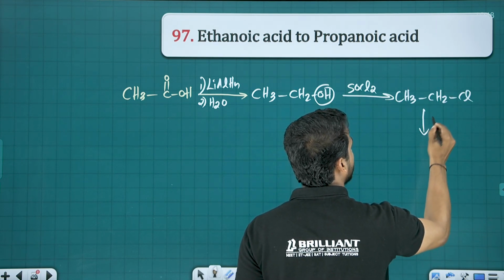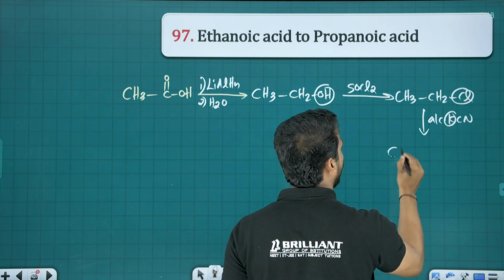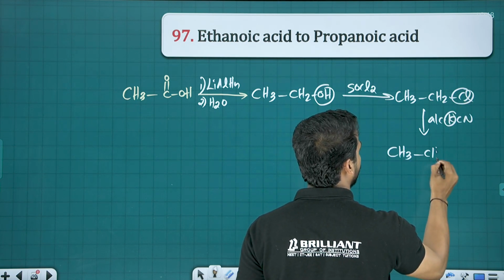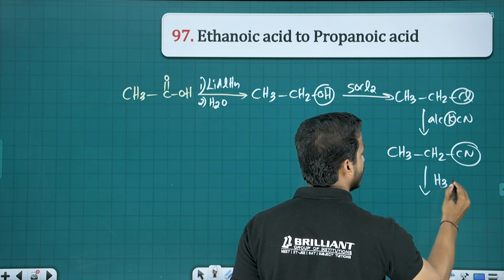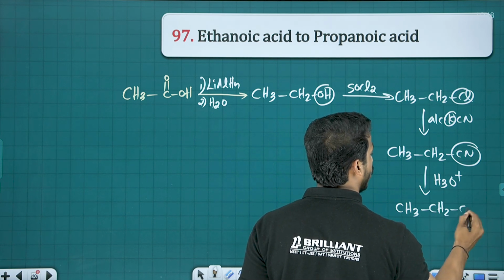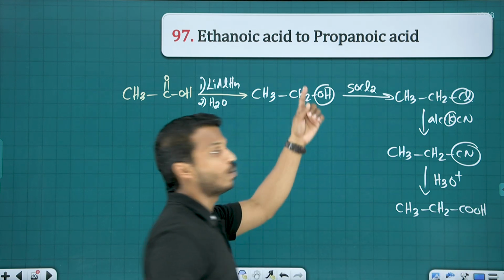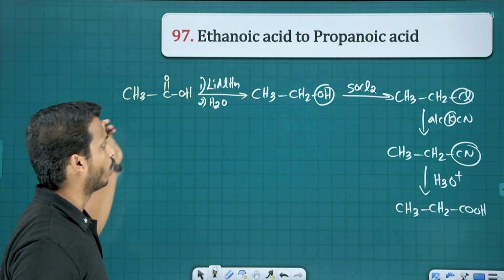CH3CH2Cl. Now let us bring a cyanide by treating with alcoholic KCN. KCl out. You get CH3CH2CN. Now the cyanide on acid hydrolysis gives you carboxylic acid, CH3CH2COOH. That is our product, which one? Propanoic acid. So if you want one carbon extra, we can follow this method.